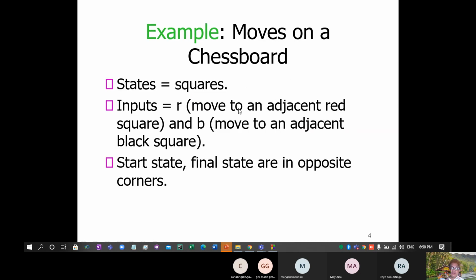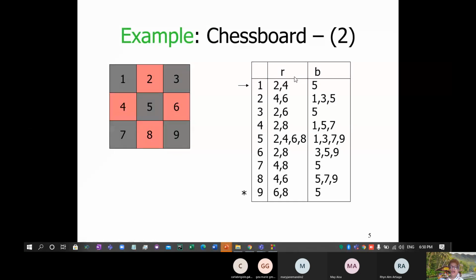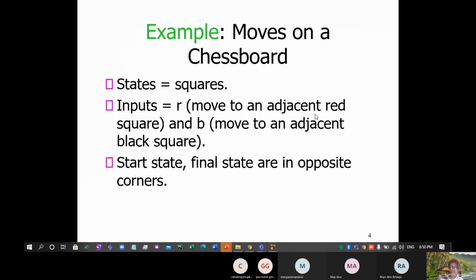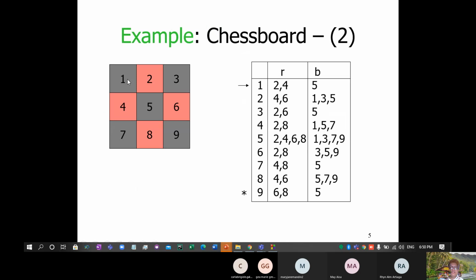R means move to an adjacent red square. Then B means move to an adjacent black square. So if you are at 1, on red it goes to 2 or 4. On B, it goes to 5. That is its path. So 1, 2, 4.